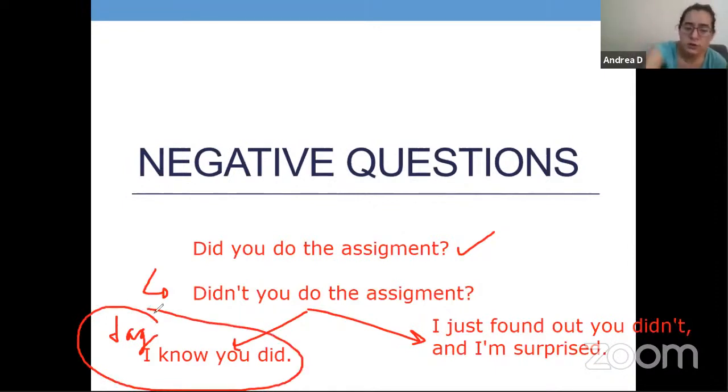And it can also be used for opinions as well, the same way that a tag can. I can say, don't you think that this band is the best one ever? So don't you think, that's a negative question? And I just want you to agree with me. So basically, this is the same as a tag question. The exact same thing.